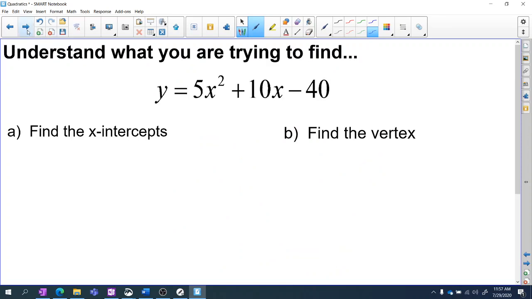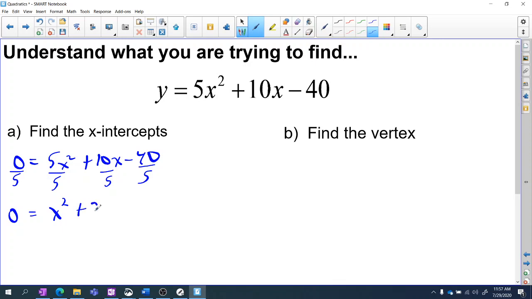Now, what happens is, as we start to throw these equations at you, then everything kind of blends together from the last section. So what I say here when I say understand what you're trying to find, if I say find the x-intercepts, I want you to make 0 equals 5x squared plus 10x minus 40. And I want you to solve this. You replaced y with 0. I notice these are all divisible by 5, so let's divide both sides of the equation by 5. And that will get rid of the coefficient, so that will still be 0.